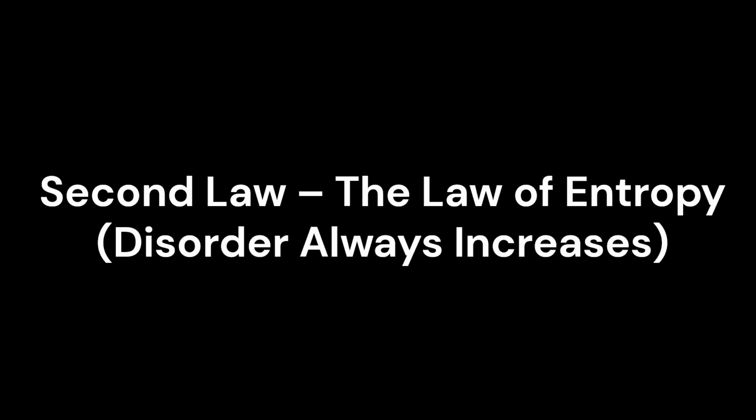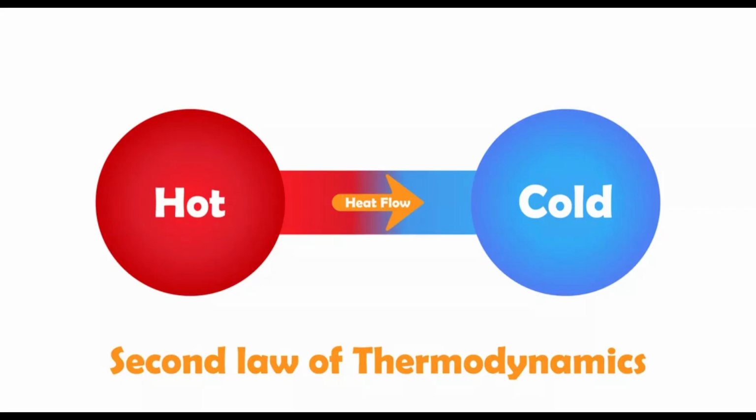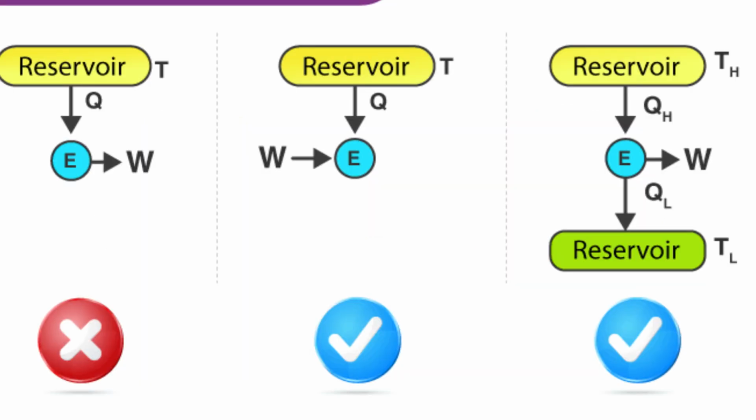Second law of thermodynamics. The second law of thermodynamics is about the direction of energy flow and the inefficiency that comes with it. It essentially says that energy will always flow in a way that increases the disorder, entropy. There are 2 important statements that make up the second law.